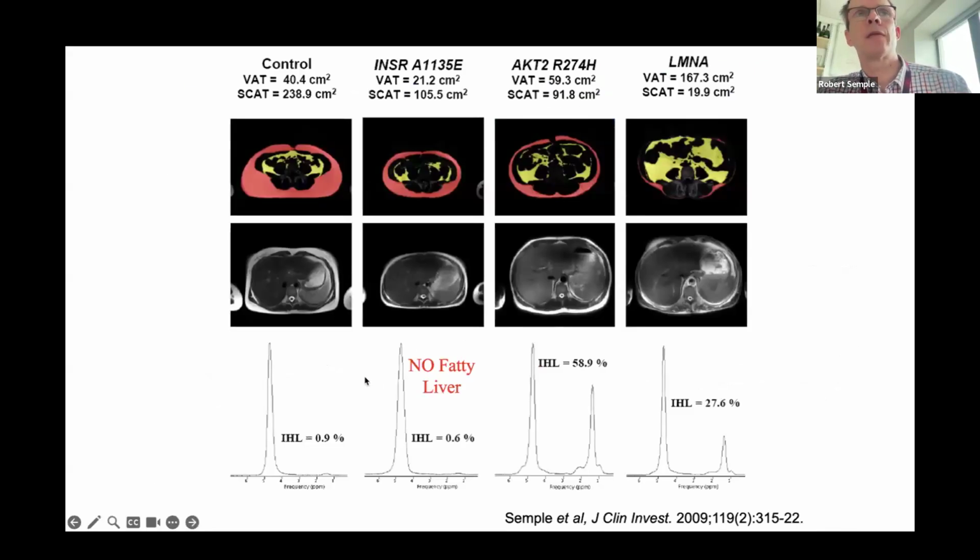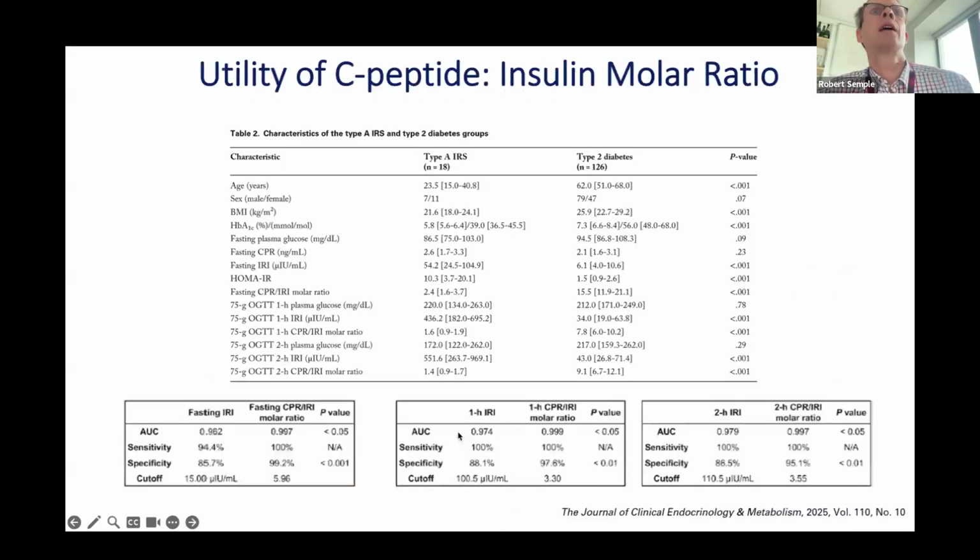And when we look further at the livers of people with receptor problems or lipodystrophy or other types of insulin resistance, you can see again, they essentially don't have any fatty liver at all.